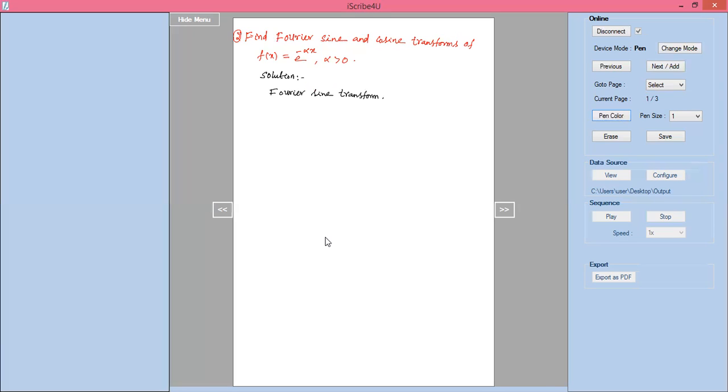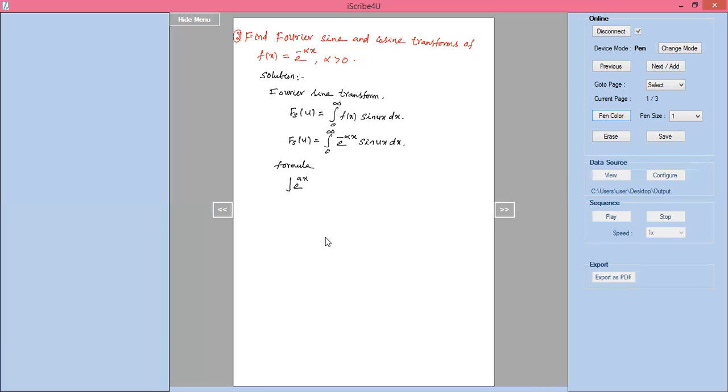The Fourier sine transform is nothing but fs of u equal to integration of 0 to infinity f of x into sine ux into dx. Now you will write fs of u equal to integration of 0 to infinity, where f of x is e power minus alpha x, into sine ux into dx. Here I may not integrate directly. I'll use a formula you know already, which you studied in 12th standard and in the first semester also.